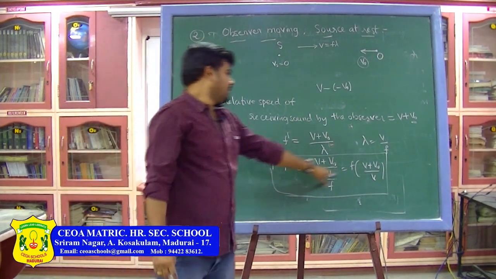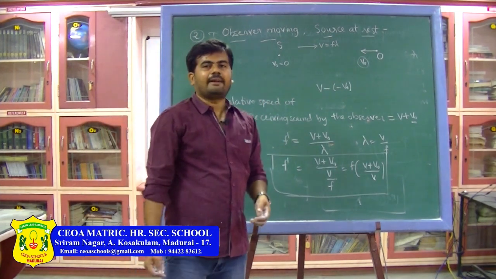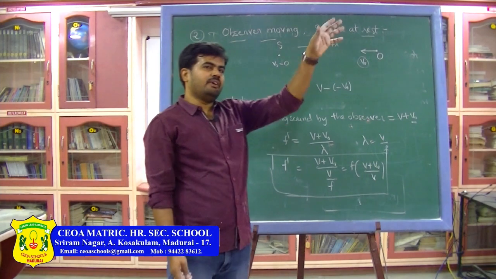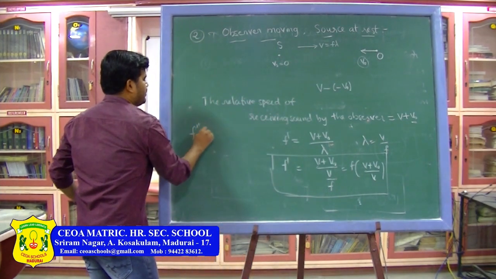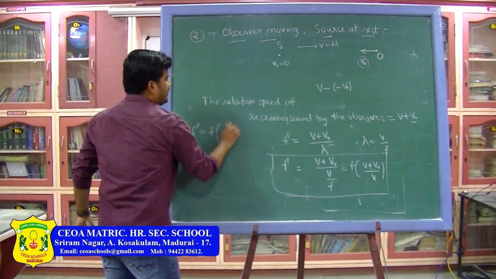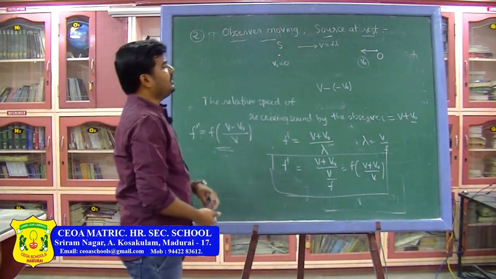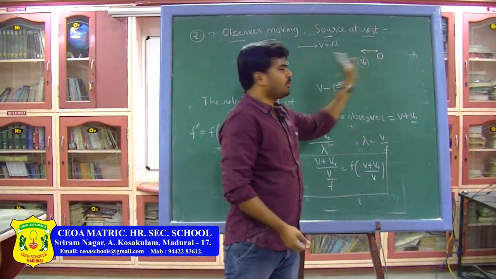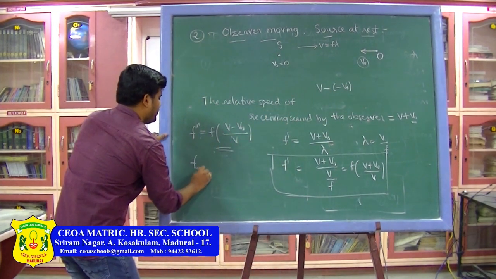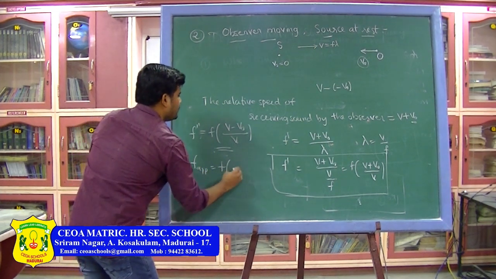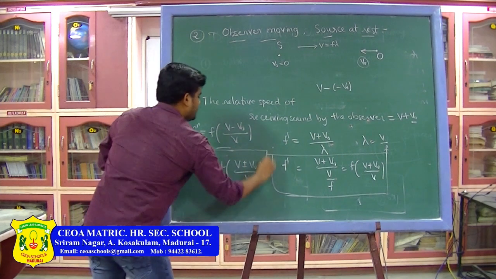This is the value of apparent frequency when the observer is moving towards the source at rest. Similarly, if he is moving away from the source with a speed V naught, then the apparent frequency is given by f into V minus V naught divided by V. So, this is the frequency when the observer is moving away from the source at rest. If I combine both the cases, f apparent is equal to f into V plus or minus V naught divided by V is the apparent frequency value.